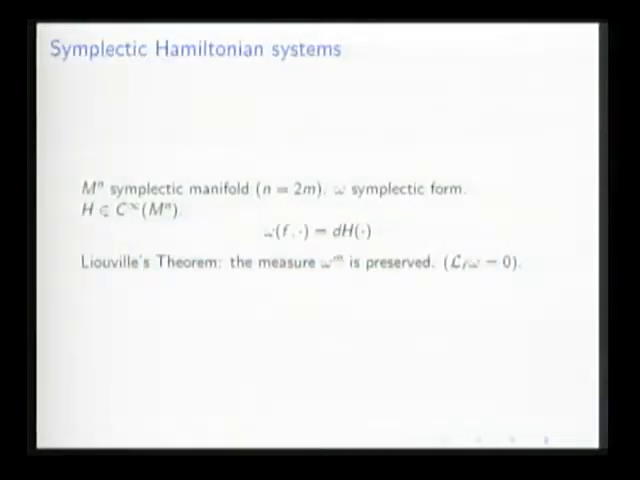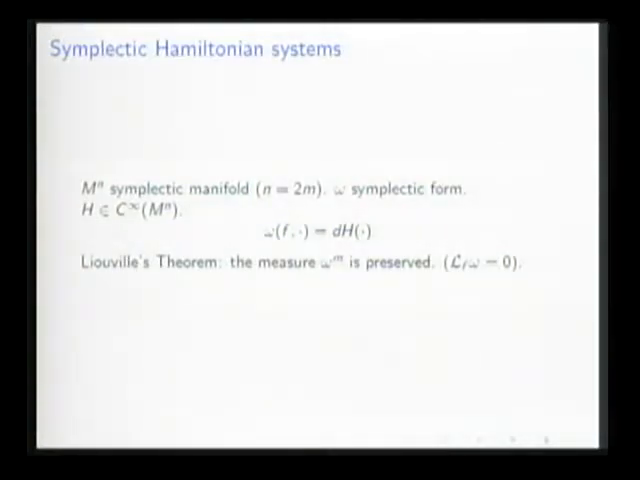So a system that you all know that preserves a measure is symplectic Hamiltonian systems. So suppose that the vector field is given in terms of a symplectic form and the differential of a Hamiltonian through these equations that you're all acquainted with. Well, then Liouville's theorem for Hamiltonian systems tells you that the measure omega to the power m is preserved, where m is half the dimension of the manifold.